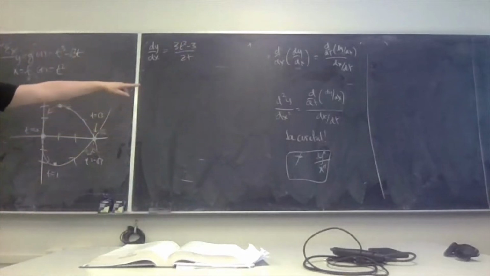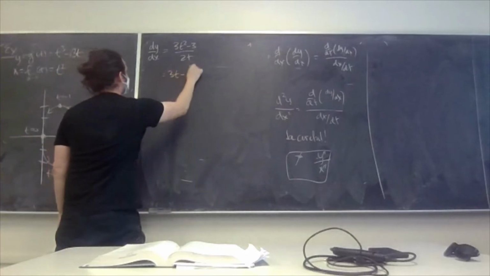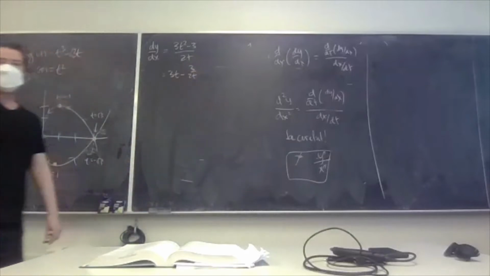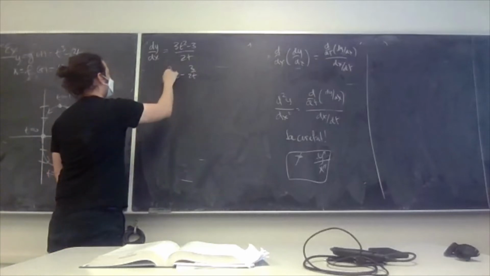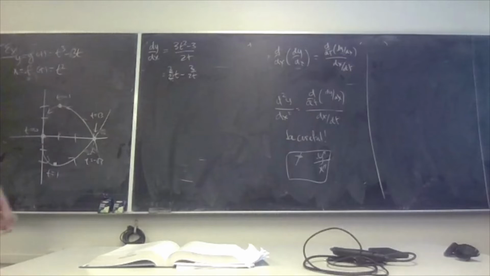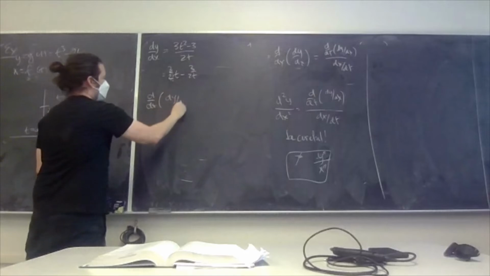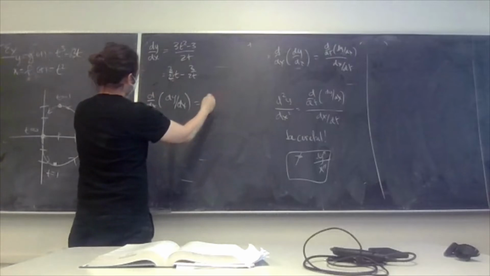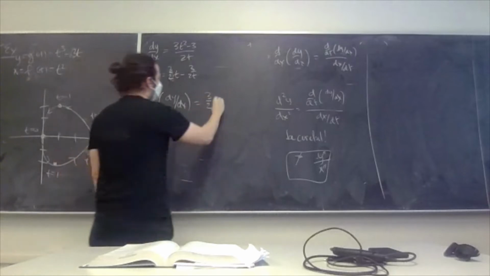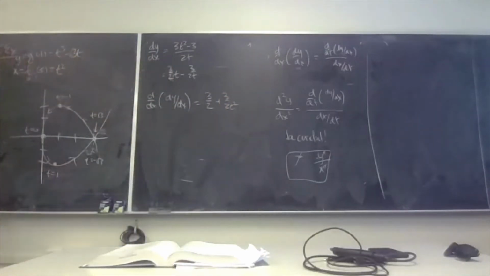Now, I'm going to have to take a t derivative of that, and I hate the quotient rule. So I'm actually going to rewrite this as 3t minus 3 over 2t. That's okay. 3 halves. Right. There. Better. Okay, so what is d by dt of dy dx? What's the derivative of this guy? 3 halves plus 3 halves 3 over 2t squared. The t derivative of the first derivative.